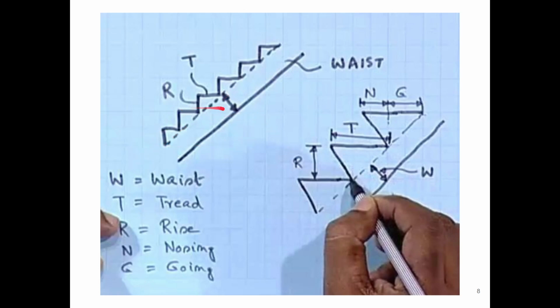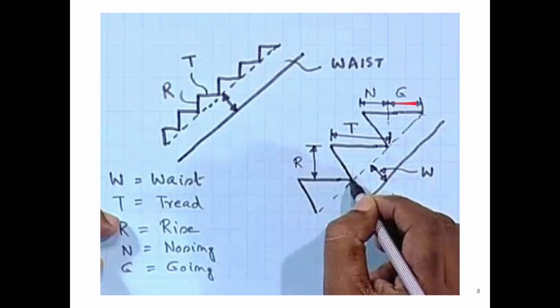Each step has two parts. One is the rise, that is the vertical portion, and the second is the tread, which is the horizontal portion. This tread can again be divided into two parts, the nosing and the going. The nosing is the perpendicular distance from the lower point of the rise, the extension, and the remaining other part is the going.